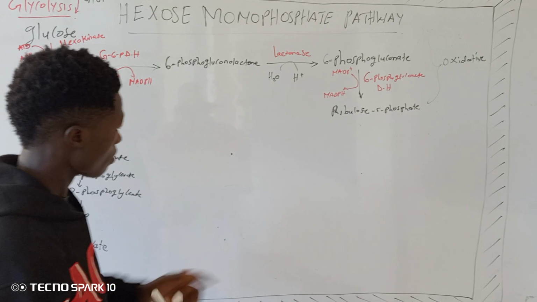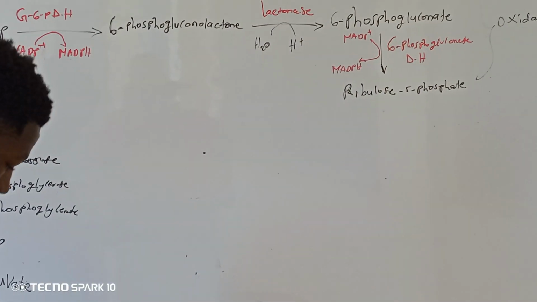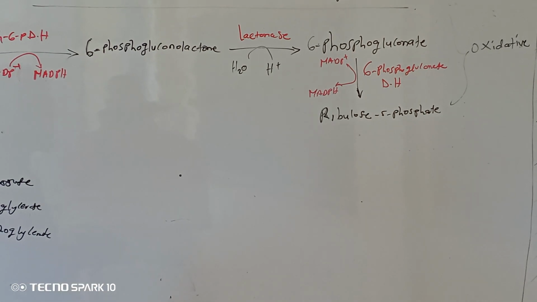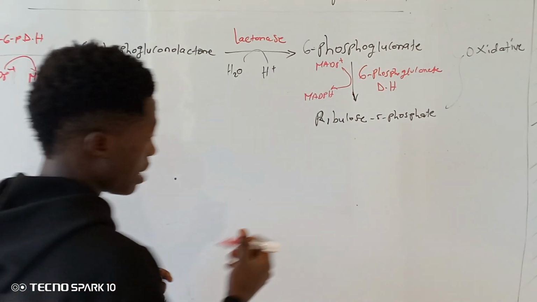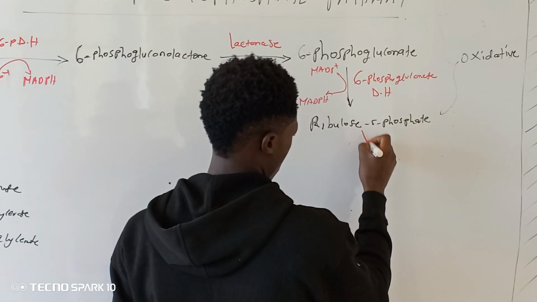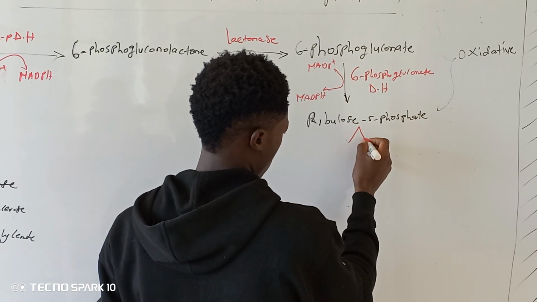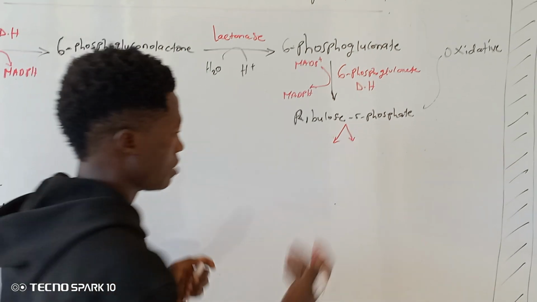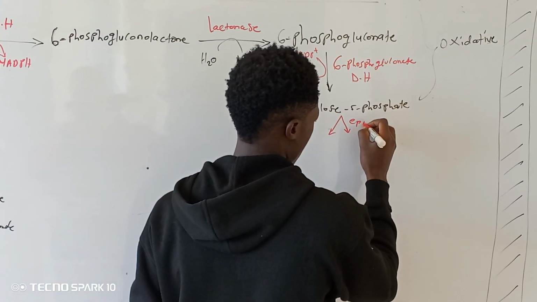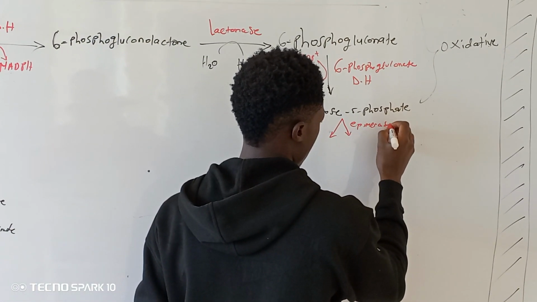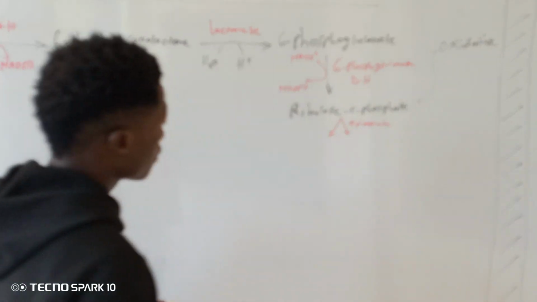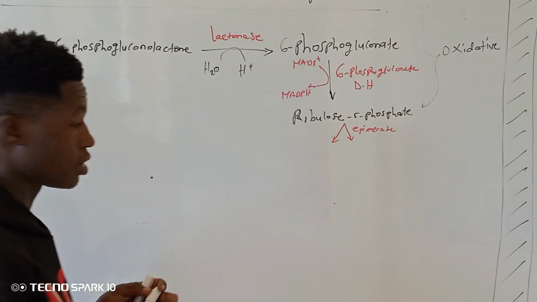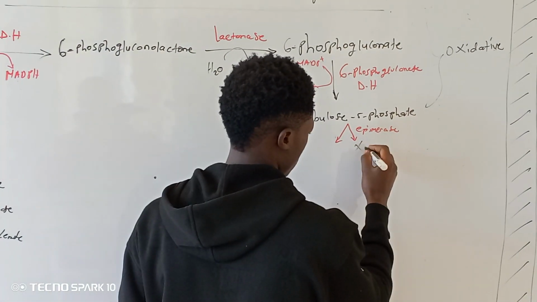Now let's see. Ribulose 5-phosphate can be acted upon by two enzymes. So it depends upon the enzyme that acts on it. Now, when it is acted upon by an epimerase enzyme, so we have ribulose 5-phosphate epimerase. So I'm just going to write epimerase. This ribulose 5-phosphate is going to be converted to xylulose 5-phosphate.